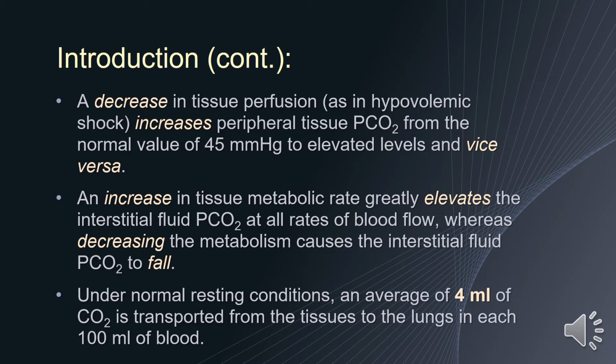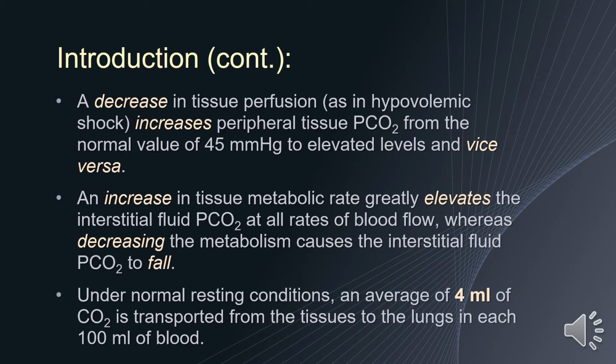Two factors affect the level of carbon dioxide concentration in the venous blood. First, the tissue perfusion level. A decrease in tissue perfusion, as in hypovolemic shock, such as what happens after bleeding, increases peripheral tissue carbon dioxide concentration from the normal value of 45 millimeters of mercury to elevated levels even as high as 60 millimeters of mercury, and vice versa.